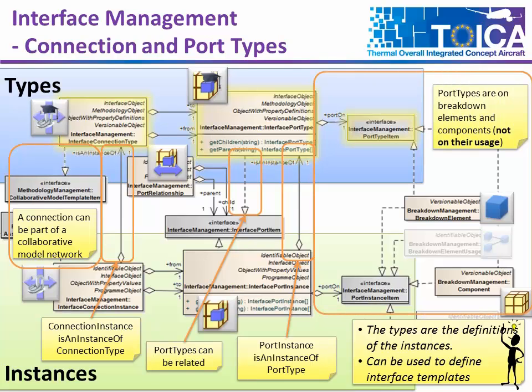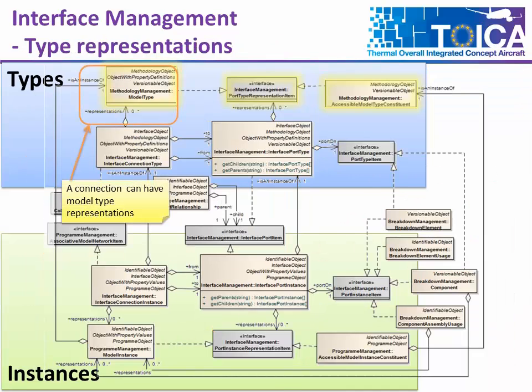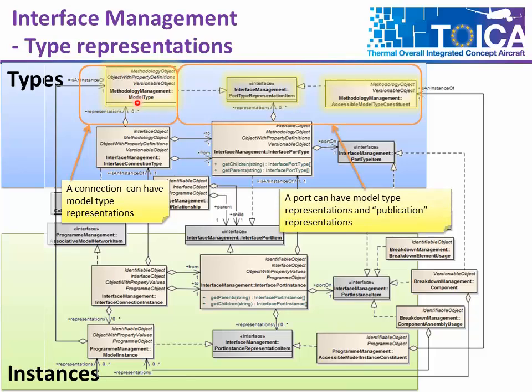Port types can be related. Note that port types are only linked to breakdown elements and components, not to the usages, which are for the instances. Continuing with the UML build-up, again we have new objects with borders in yellow. The interface connection type can have representations of the model type, and the port instance can have representations of model types and accessible model type constituents.